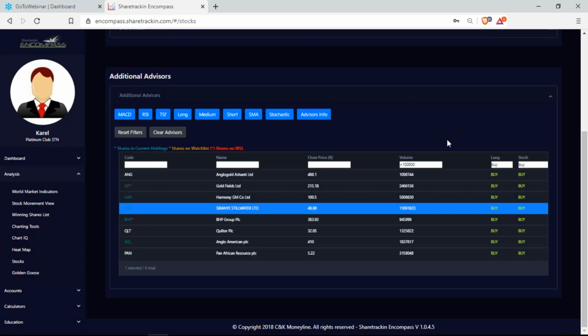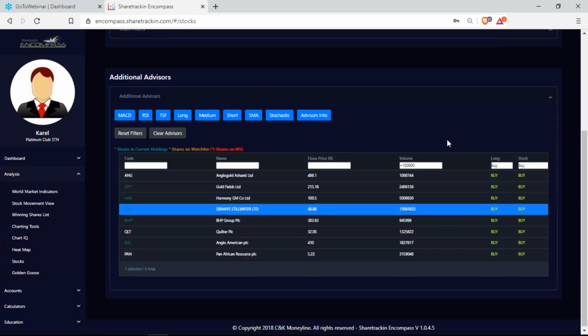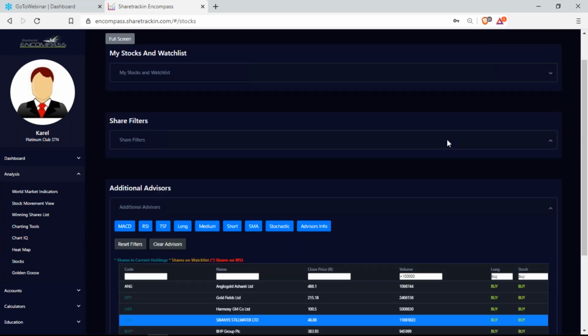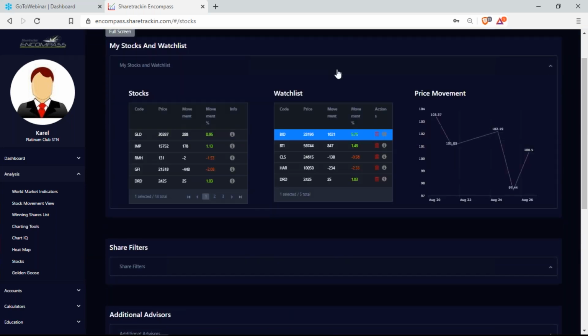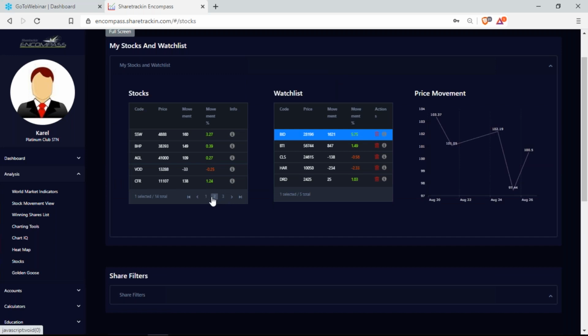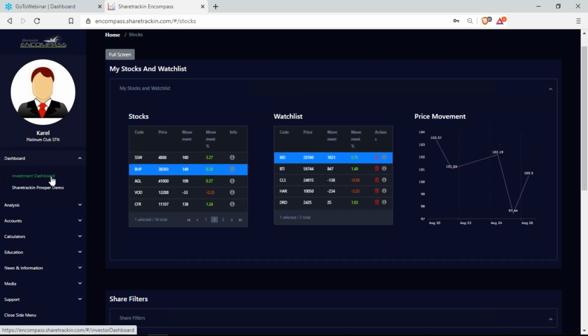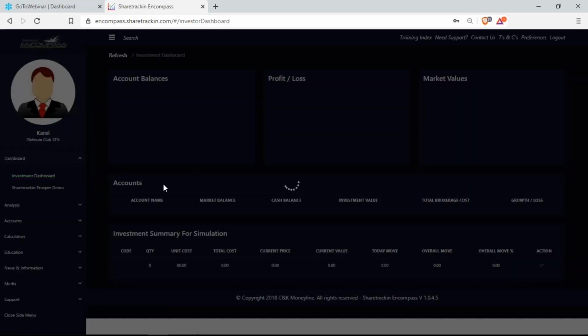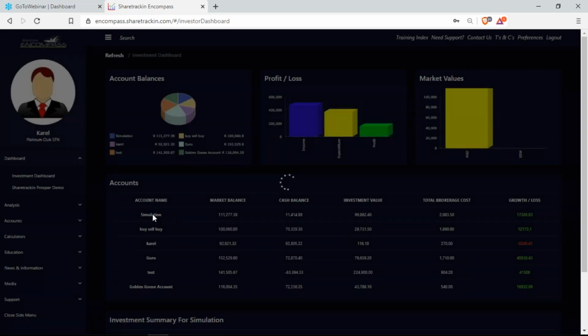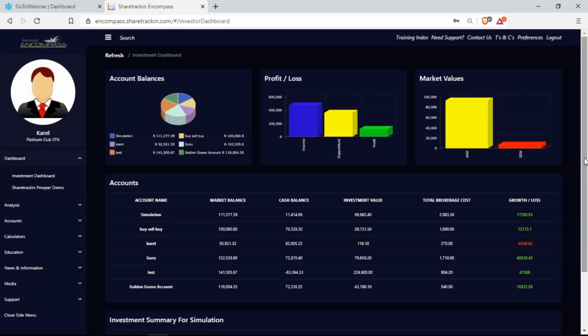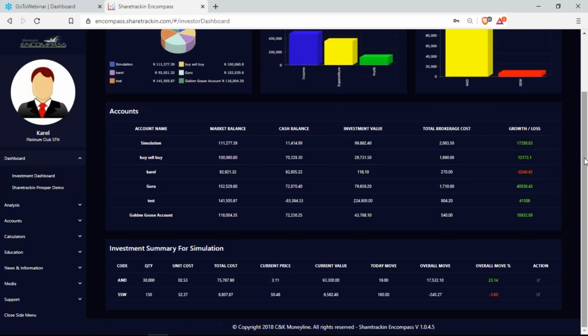Now I can either monitor this share from my stocks and watch list. So here I would go through my tabs and there's my SSW and I can monitor it from here. But if I go to my dashboard and I go to my investment dashboard, I bought it in the simulation account. And right here at the bottom, there's SSW, the share that we just bought.